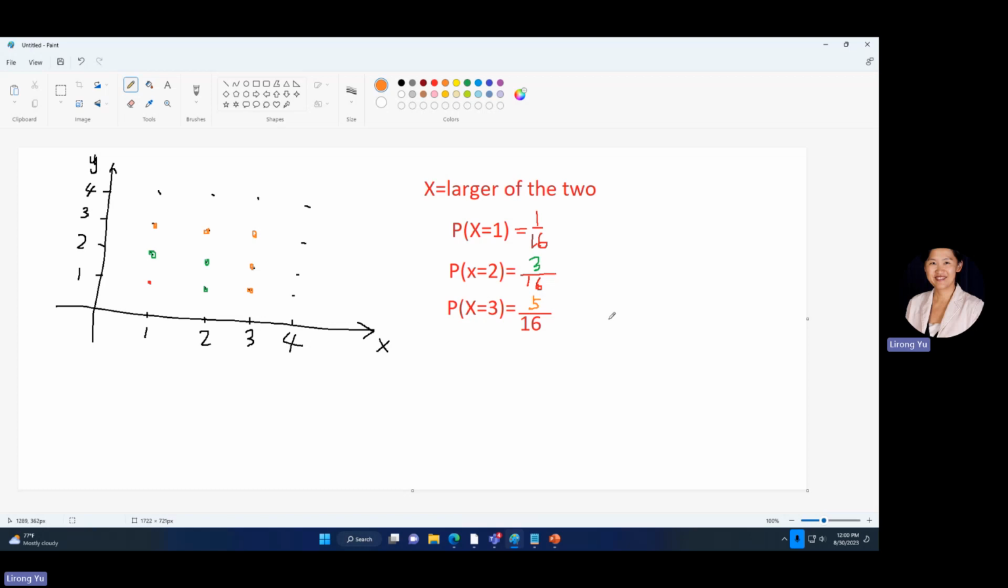Okay. Now we're left with only one outcome. For the larger one to be a 4, any time a 4 shows up in any of the outcomes, X equal to 4, which is all the ones that are left over. That is 7. So it's 7/16.